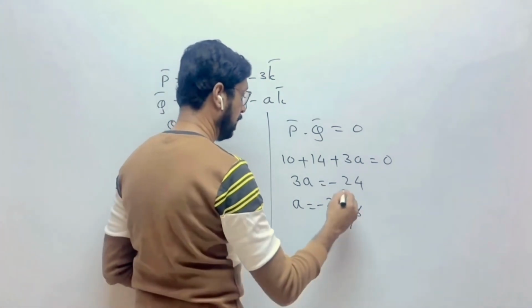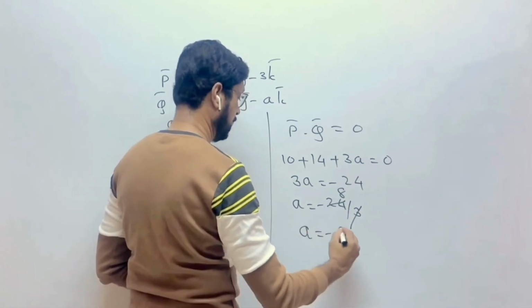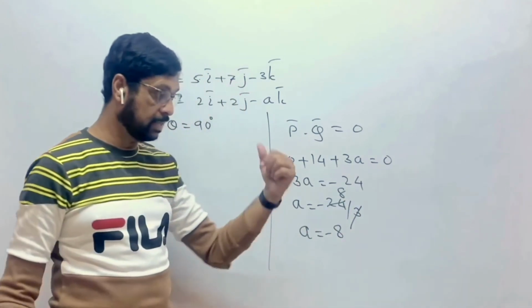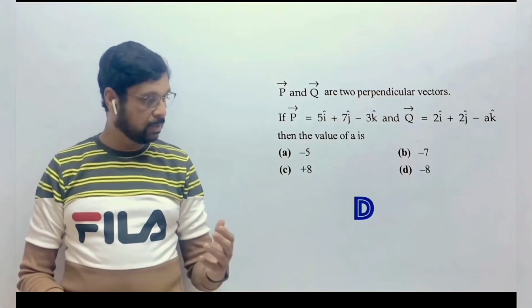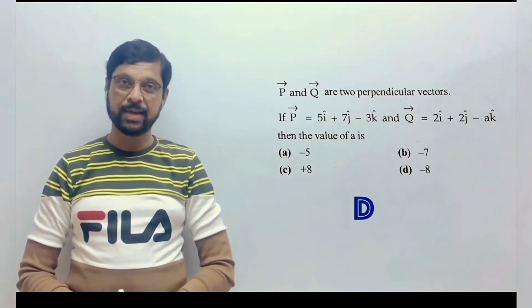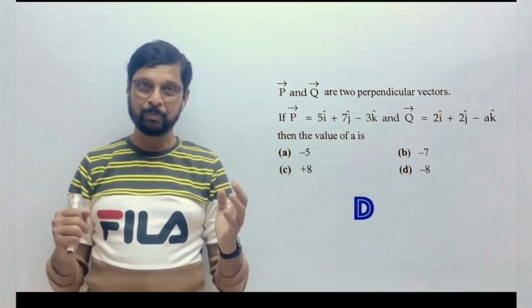3 ones are, 3 eights are. So A is equal to minus 8. So your answer is D, minus 8. So these were the questions from your homework assignment.